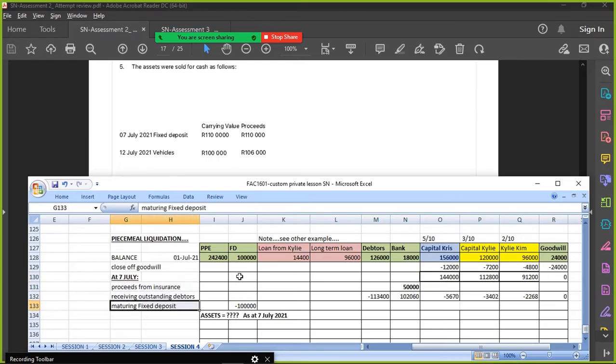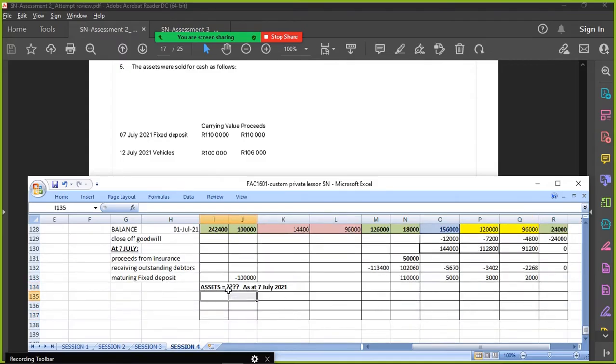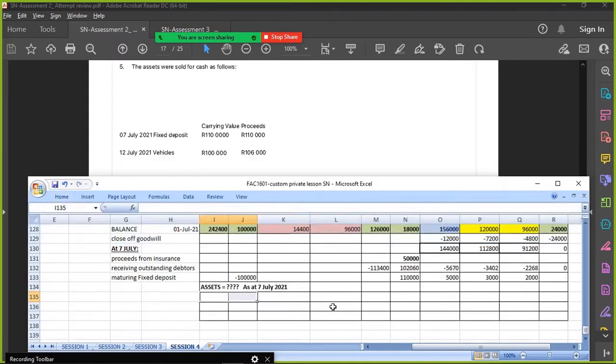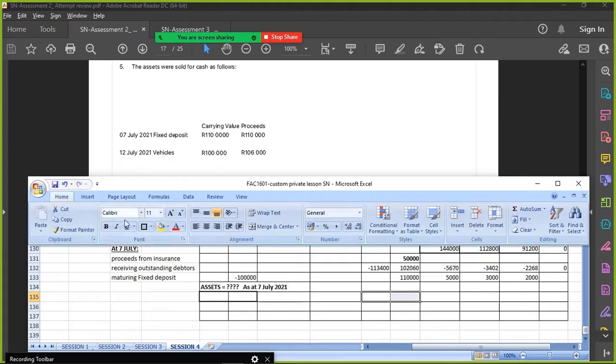The maturing fixed deposit, so you're going to subtract 100,000 from the fixed deposit. The bank is going to go up by 110,000. Does that make sense? And then each partner gets a benefit of 10,000 shared amongst them. So 5 over 10 for Chris, 3 for the other one, and 2 for the other. Makes sense? Okay.